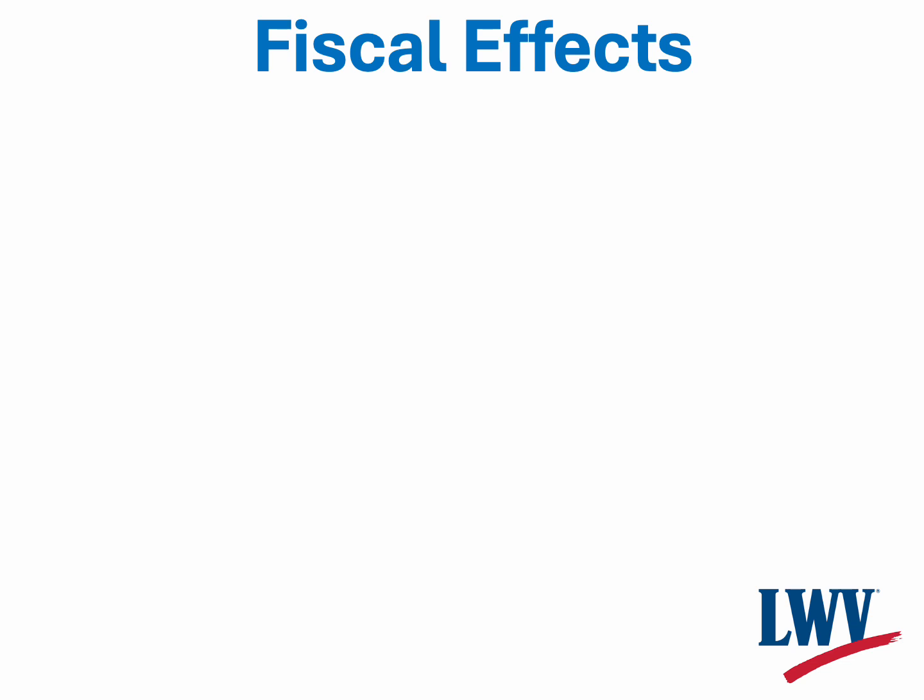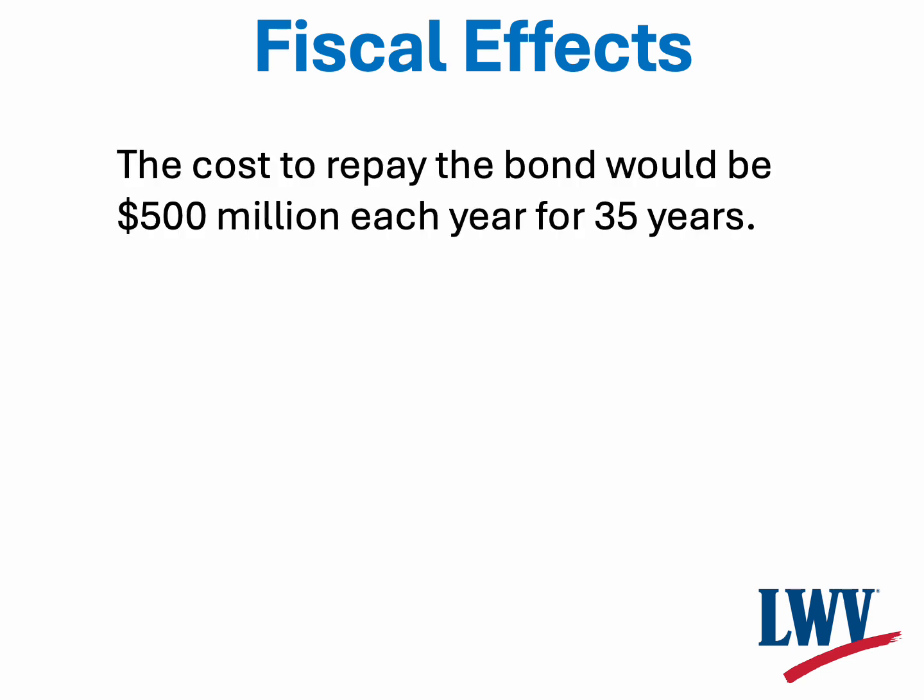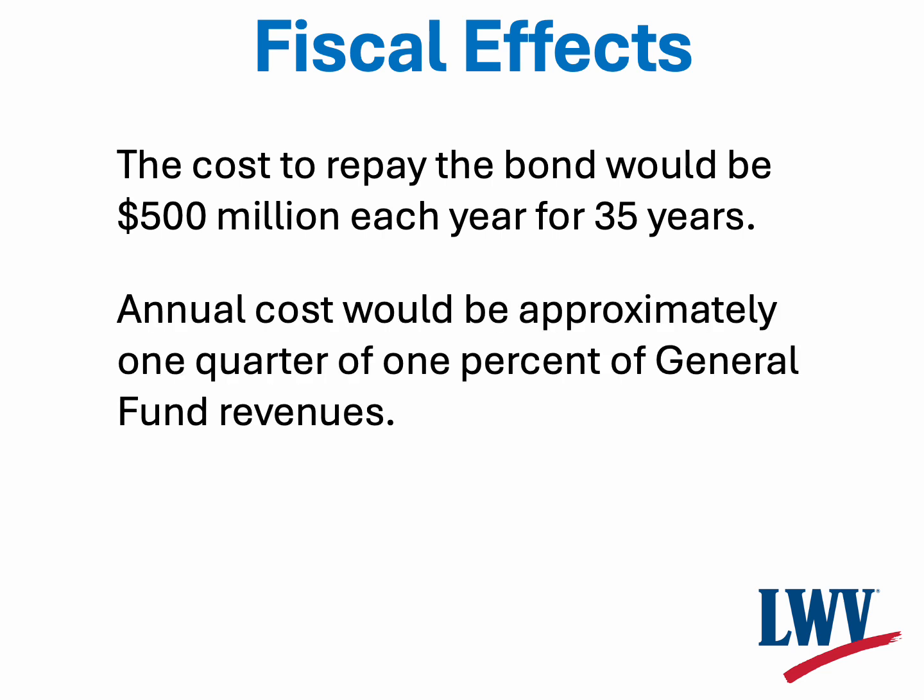If Proposition 2 passes, California will borrow $10 billion to fund construction and modernization of our public education facilities. The repayment costs would run $500 million yearly for 35 years. The annual cost would be approximately 0.25% of the annual general fund revenues.